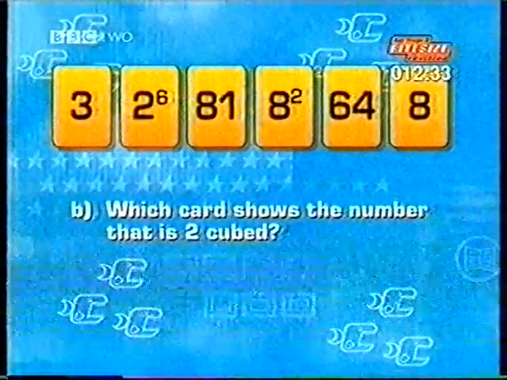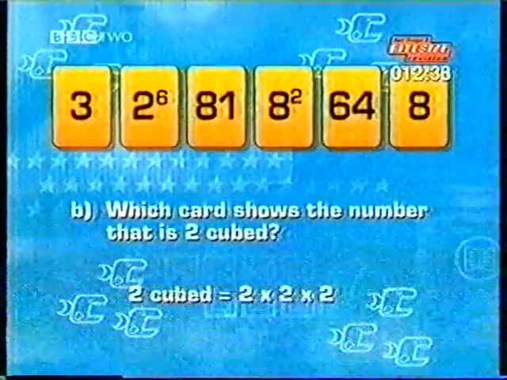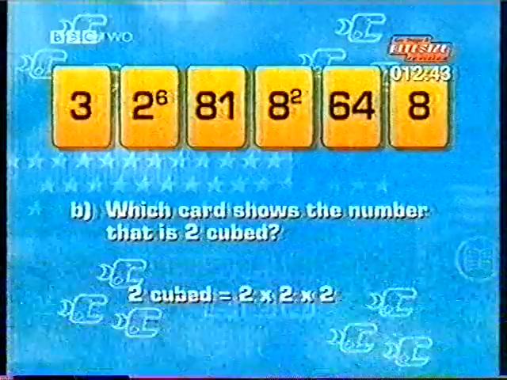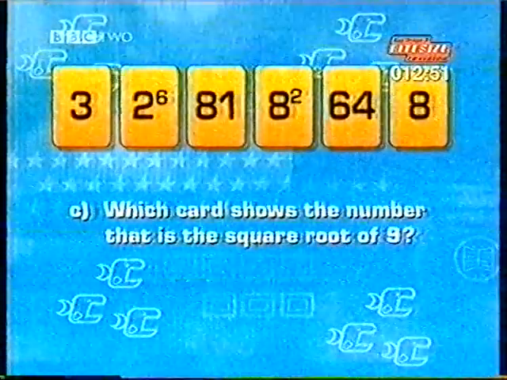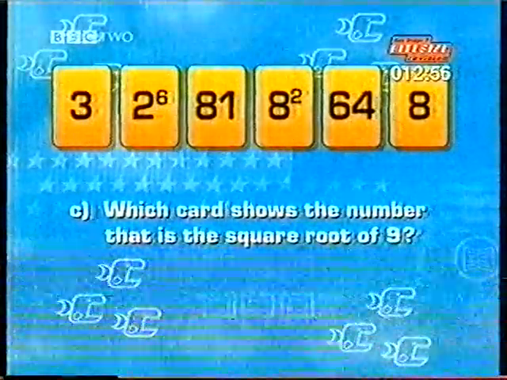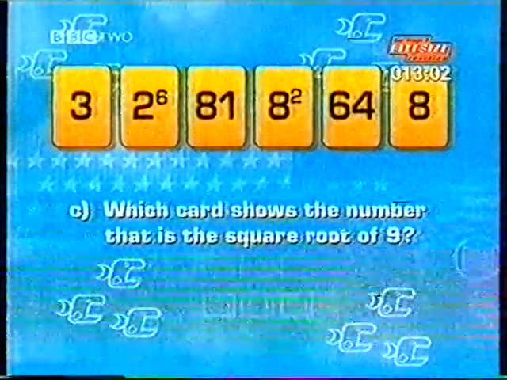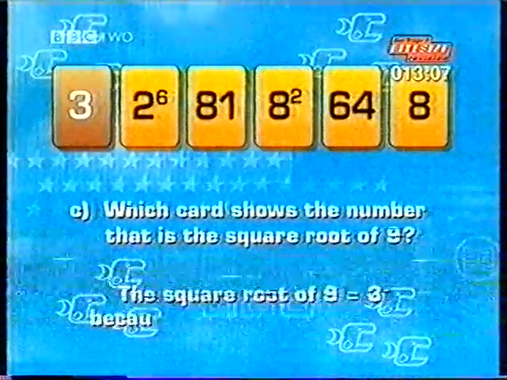Question B asked, which card shows the number that is 2 cubed? 2 cubed is 2 times 2 times 2. And again, from your times table, 2 times 2 is 4, times 2 again is 8. Question C asked, which card shows the number that is the square root of 9? Remember that the square root of 9 is the number that when squared, that's multiplied by itself, gives 9. The answer to that is 3, because 3 times 3 is 9.